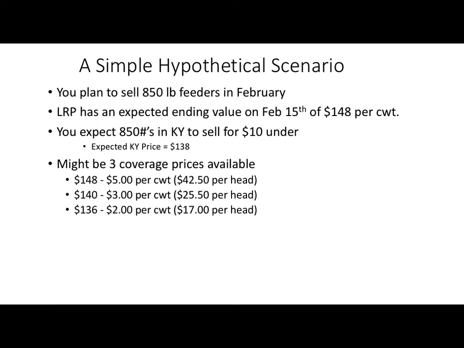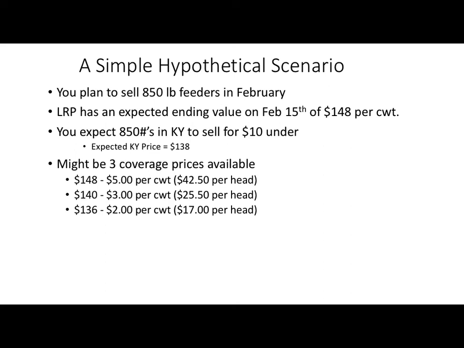When I look at that, the expected ending value for that contract might be 148, and that's roughly based on futures prices today. So spring contracts are in the upper 140s. Maybe I could buy 3 policies that day. One might be a coverage level at 148, which means it's right at the money. If the market drops at all, I'm covered. That's like a 0 deductible insurance policy, right? I'm covered immediately. That might cost me $5 a hundredweight, and on 850 pound steers, folks, that's 42, 43 bucks a head, a fair amount of money.